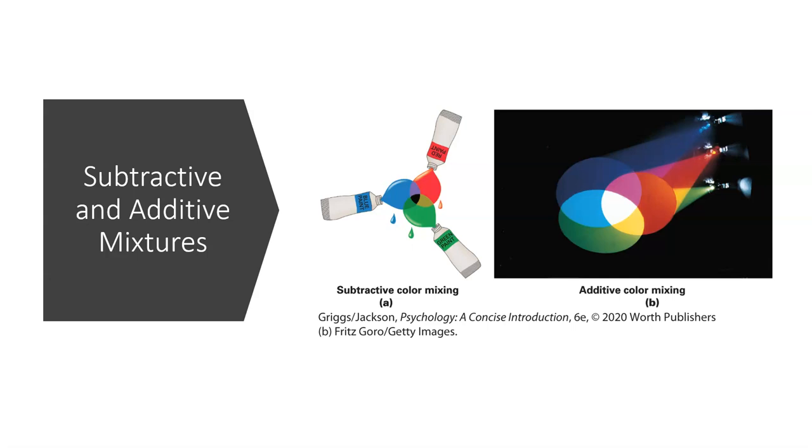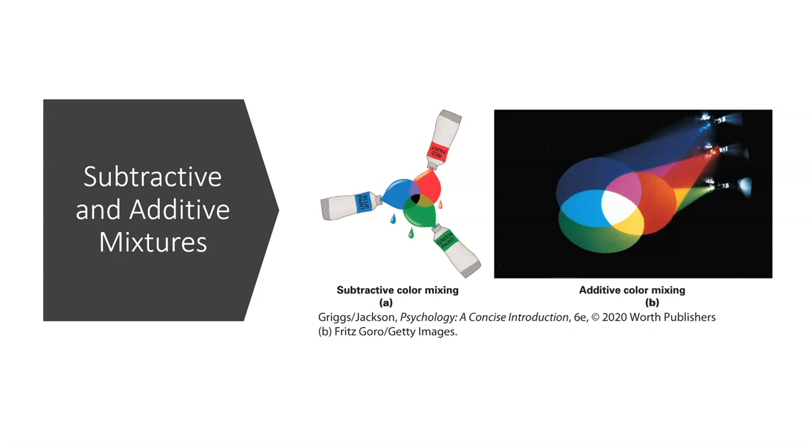Let's further explore this subtractive and additive mixture idea. In the first image, where you have a subtractive mixture, some wavelengths are absorbed or subtracted, and therefore they don't get reflected in the mixture. For example, mixing equal parts of red, green, and blue paint is a subtractive mixture. The intersection of all three colors appears to be black.